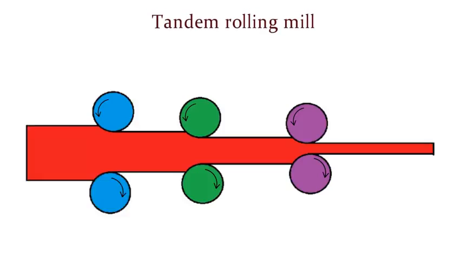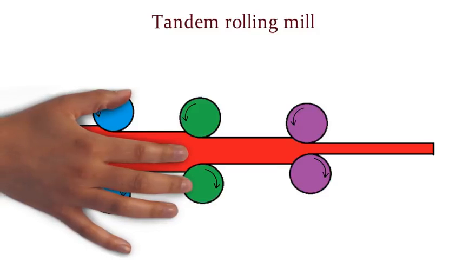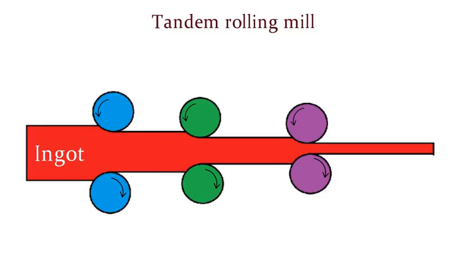And the last is the tandem rolling mill. In this type of rolling mill, the metal stock continuously passes through different pairs of rollers so that we can obtain the desired shape and size of the component in one pass only.